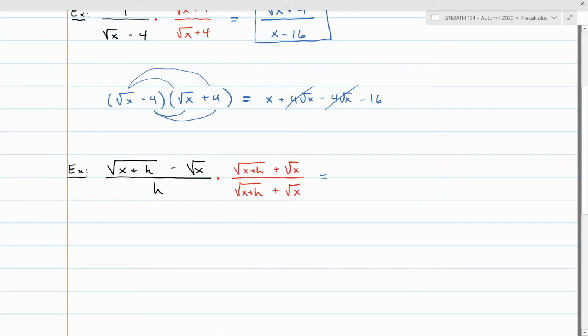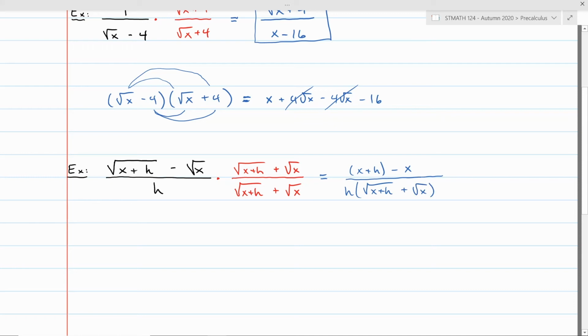And when you multiply it out in the numerator, you're going to get x plus h, multiplying the first terms. The middle terms cancel just like before in the previous example, and then you get minus the product of the outer terms, or the last terms, and then you get minus x there. And then in the denominator, I'm just going to leave that as h multiplied times the square root of x plus h plus the square root of x.